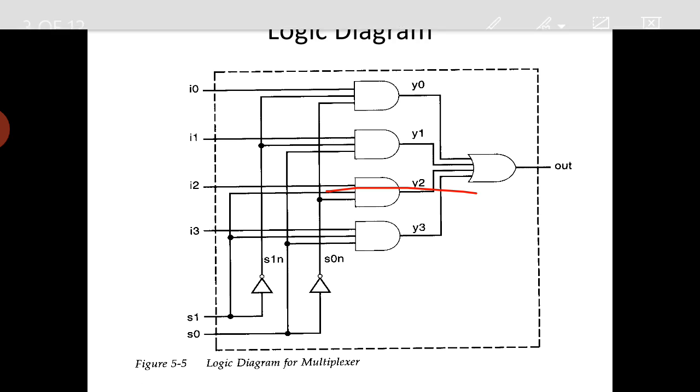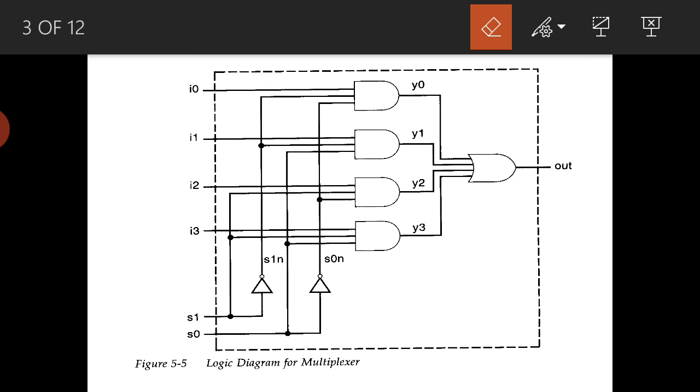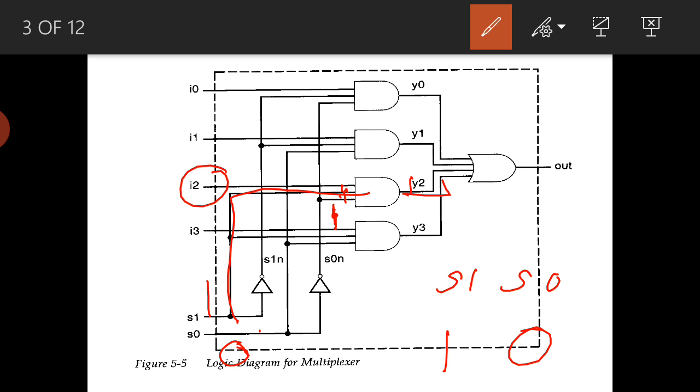So if you see here, for this combination of S1 and S0, S0 is 0 and S1 is 1. If you see the Y2, the third combination, if it is 0, then for Y2 this will be 1, and the second input is directly connected here. One is directly connected, one is inverted, both are 1 1. So whatever the I2 value is, that will be represented by Y2 here.